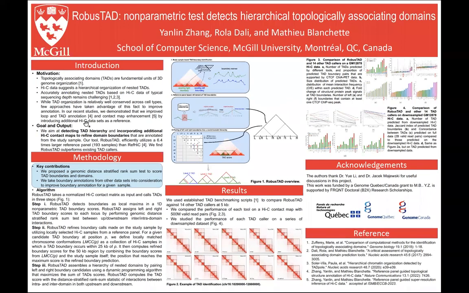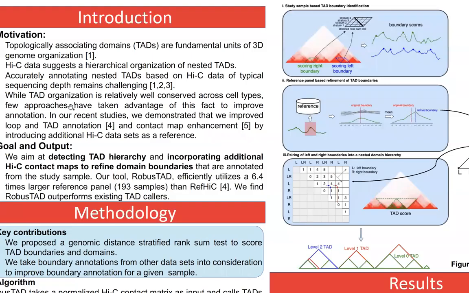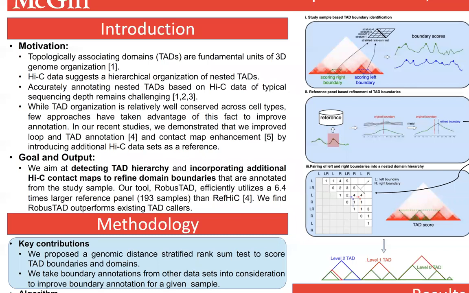In the past decade, we have realized that topologically associating domains are basic units of the 3D genome organization. They play essential roles in many different cell functions. As more and more Hi-C datasets become available, we now realize that TADs are hierarchically organized inside the nuclei. However, tools to identify such hierarchy from a typical carried Hi-C dataset are still limited. While TADs are relatively well conserved across cells, few approaches have taken advantage of this fact to improve TAD annotation.